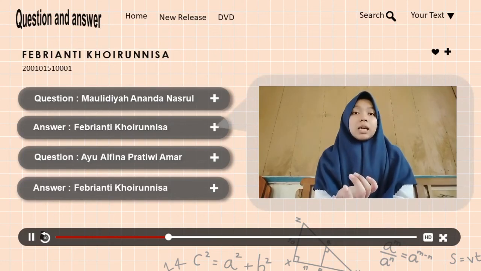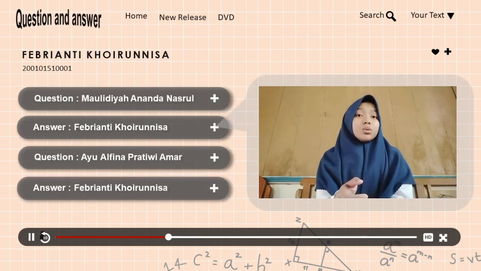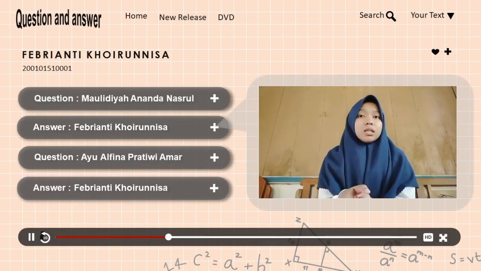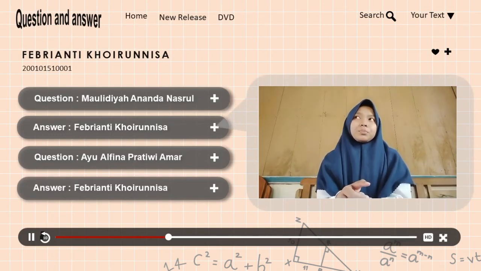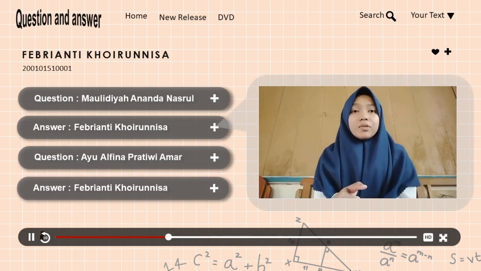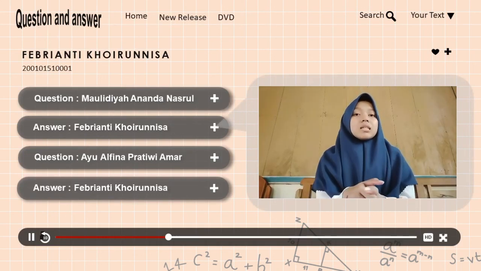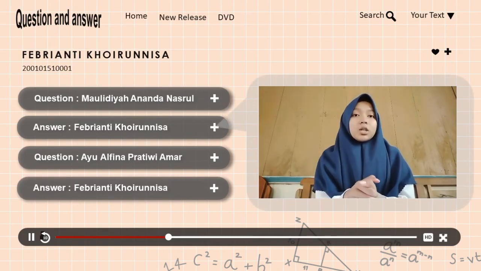The first question, from Lydia Ananda Nasrul: why must we solve for b? And the answer: we know we have two points, and from the first equation we get b equals -6, and we have to make sure the value of b in the first equation, the equation y with the first point, is the same as the value of b with the second point. Thank you.